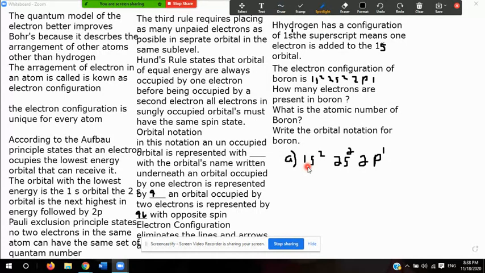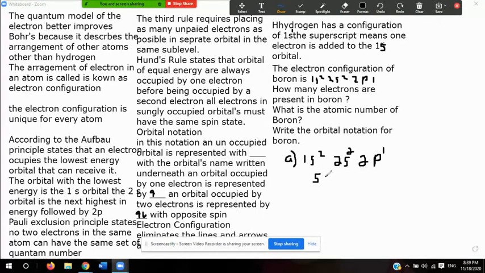So in the case of 1s2, 2s2, and 2p1, we're simply going to find the number of electrons. We're going to add the electrons. We have 1s2, 2s2, and 2p1. So to find the number of electrons, we're going to add the exponents. 2 plus 2 is 4, plus 1 is 5. So we know that boron has 5 electrons.